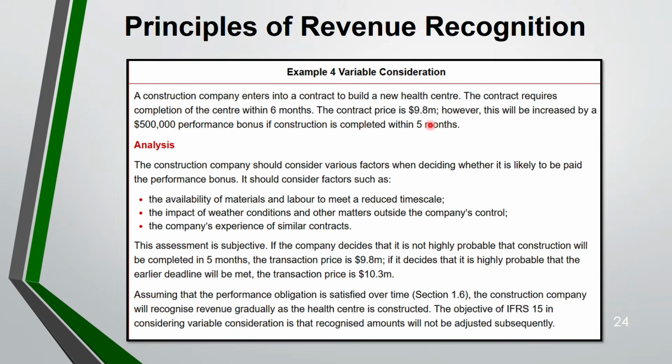9.8 plus 0.5. Okay, this is million and this is 0.5 million. Now, assuming we have satisfied the performance obligation over time, which we have said section 1.6 will cover, the construction company will recognize the revenue gradually as the health center is constructed. So the objective of IFRS 15 in considering variable consideration is that the recognized amount will not be adjusted subsequently. Once you have recognized, it will not change, especially for variable consideration.